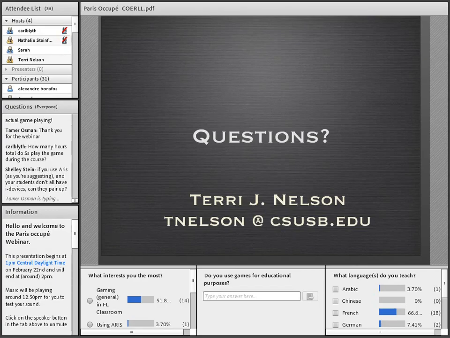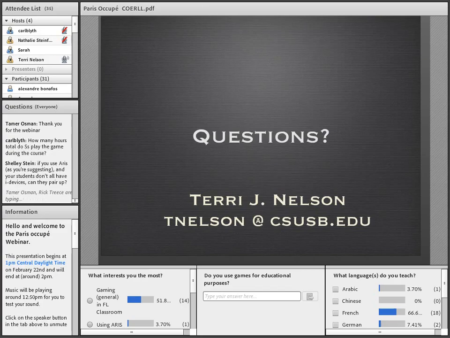If you use ARIS, the students could pair up. I was surprised the first time I used it. We have an iPad cart, so I was able to bring iPads to class, but many of my students had iPhones and just downloaded it on their iPhones, or they had iPads and played it on their own.